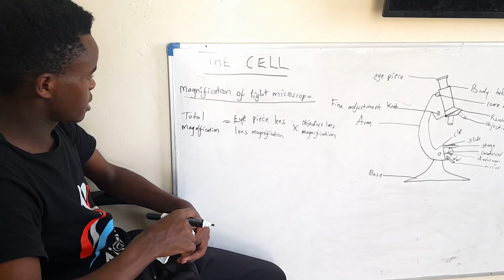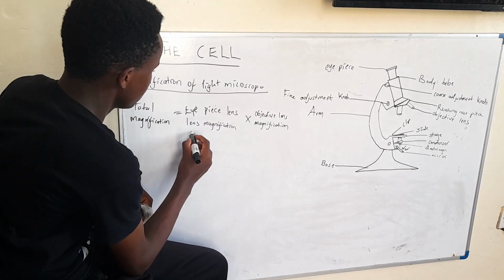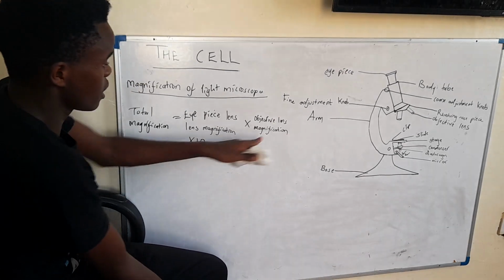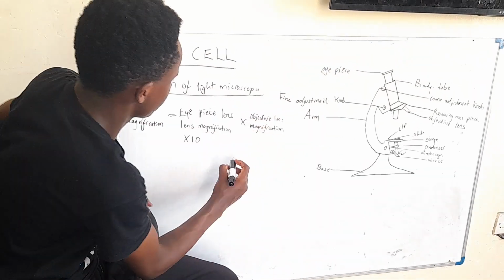Now let's take an example. Assuming that our eyepiece lens magnification is times 10, and the objective lens magnification is times 40.